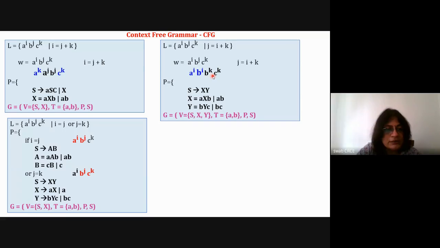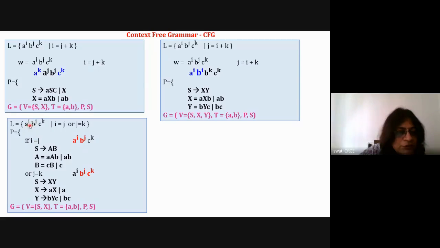Now next is A raised to I, B raised to J, and C raised to K, where I is equal to J and J is equal to K, is given. So again it is OR. So I'll say that if I is equal to J or J is equal to K. So I'm writing the rules here for I is equal to J and J is equal to K. And then I'll combine all the rules together. That will be the final answer.